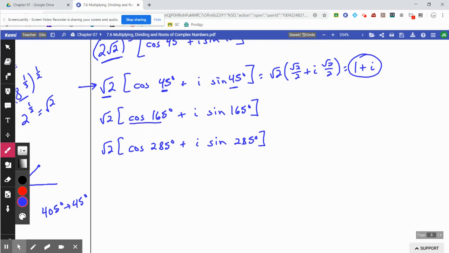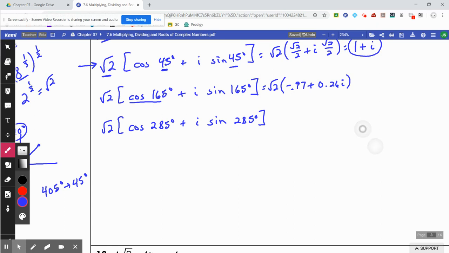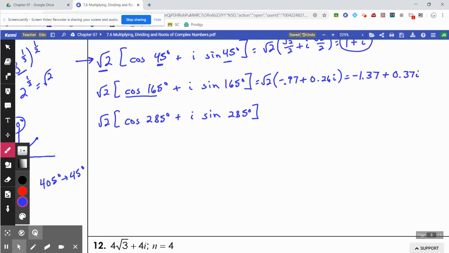However, cosine of 165, it has the same reference angle, I believe. Well, maybe not. Hang on. It does not. It has a reference angle of 15 degrees. This one we don't know, so let's go ahead and clean this up. The cosine of 165 gives you negative 0.97, plus the sine of 165 gives you 0.26. So that'd be root 2 times negative 0.97 plus 0.26i, which is a final answer of negative 1.37 plus 0.37i.